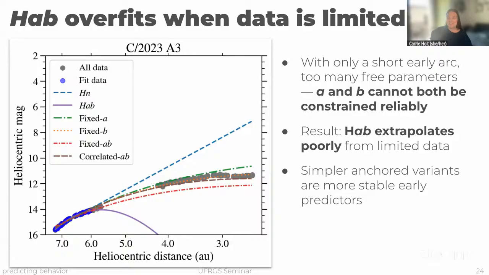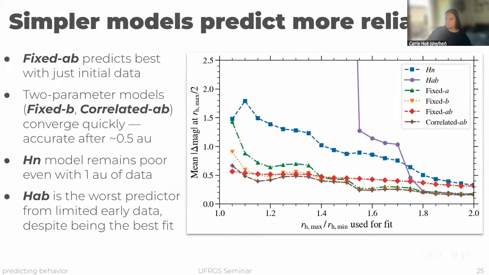That makes sense. So you can see here that the purple line is not doing a very good job at all, and that's the HAB model. But some of these other models, like the fixed B, this orange dotted line, the correlated AB, and even the fixed AB, which is still relatively close, seem to be doing a better job. And when we look at all of these together, we can get a roadmap for how we should be predicting brightness behavior in these long period comets.